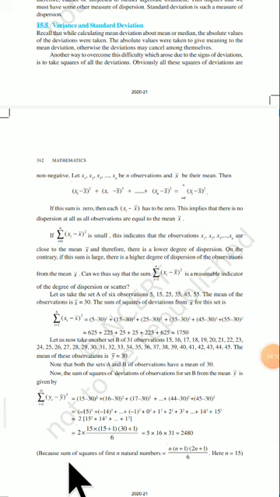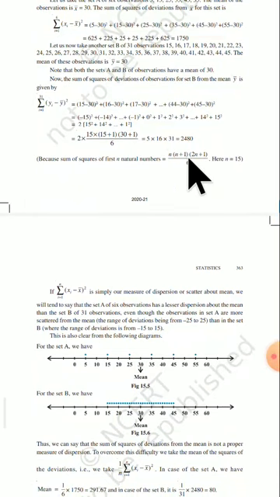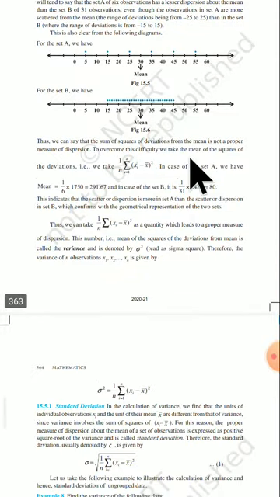Next, we can take the sum of squares of the natural numbers, that is n into n plus 1, into 2n plus 1, divided by 6. Here, we consider n equal to 15 in this formula. Next, summation of xi minus x bar square is simply our measure of dispersion or scatter about the mean. We will tend to say that the set A of 6 observations has a lesser dispersion about the mean than the set B. Even though the observations in set A are more scattered from the mean, the deviations range from minus 25 to 25, while in set B the range is minus 15 to 15. This is also clear from the following diagrams.